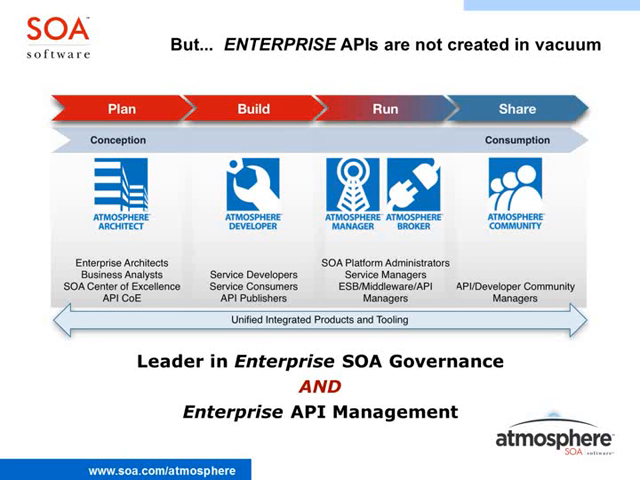So we like to look at the enterprise API space as something that starts at the conception of an API, and the lifecycle concludes at the consumption phase of an API. And for that, we've actually broken it down into 4 different categories. You can see we talk about plan, build, run, and share. I'm going to talk about that a lot over the course of the next few slides and through this presentation. But plan, build, run, and share is the entire life cycle from conception to consumption.